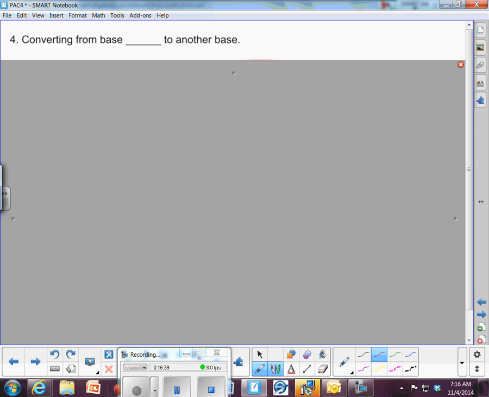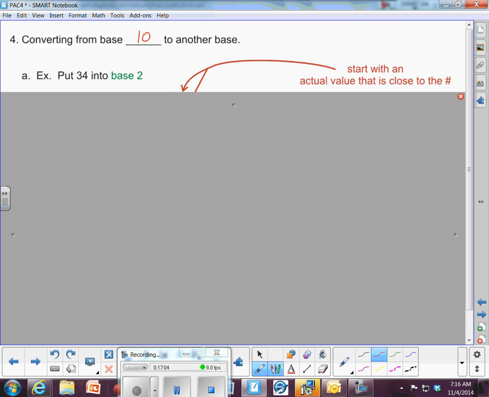So now we want to convert from base 10 to another base. So what did we just do a minute ago? We converted from another base, quinary system base 5, binary system base 2, and a system with base 7 into our system. Now we want to go from our system into their system. Okay, so it's a little bit different process.